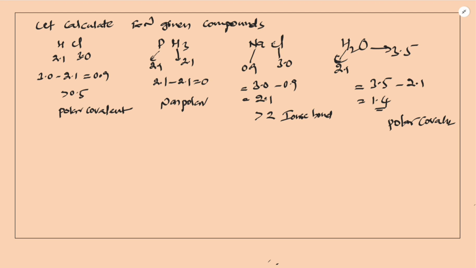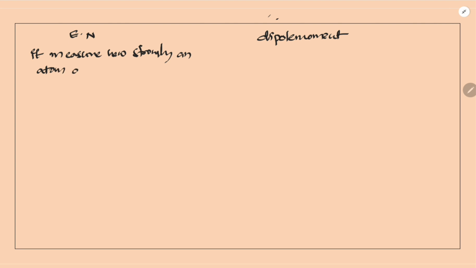Finally, let me teach you the difference between electronegativity and dipole moment. Electronegativity measures how strongly an atom attracts a shared pair of electrons. That is electronegativity.